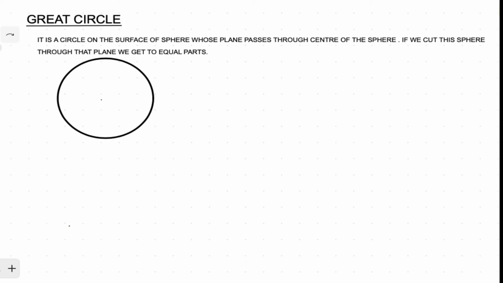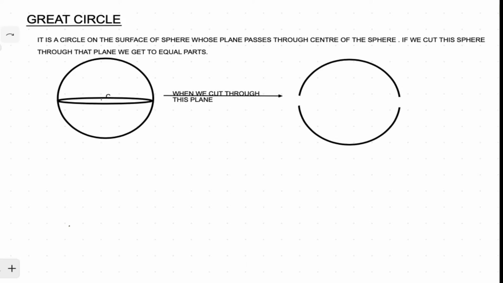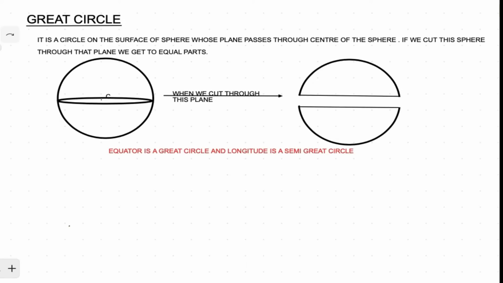If this is your Earth, the center of Earth, and you are having a plane through the center of Earth, what if we cut through this plane? We get two halves, and these two halves are equal. Also, in the case of Earth, the equator is a great circle, and your longitude or meridian is a semi-great circle.